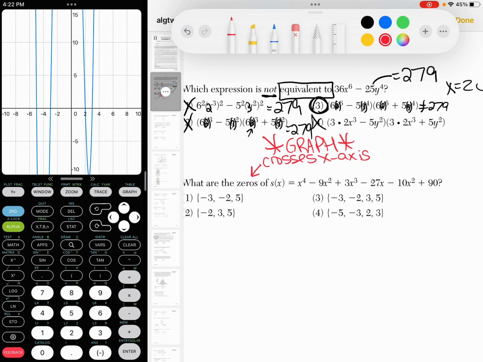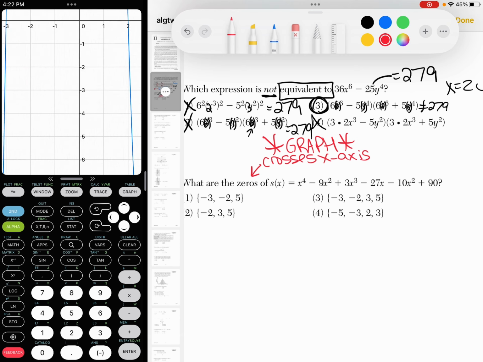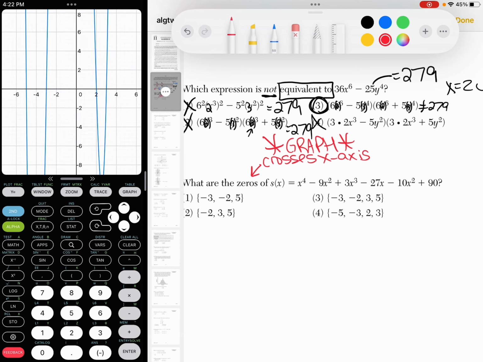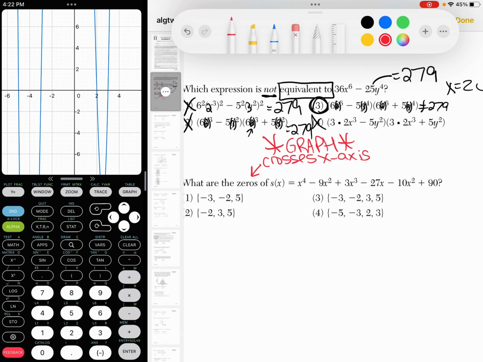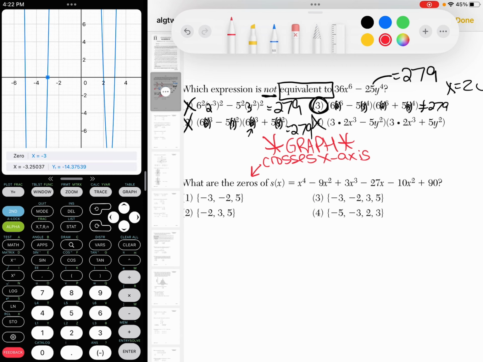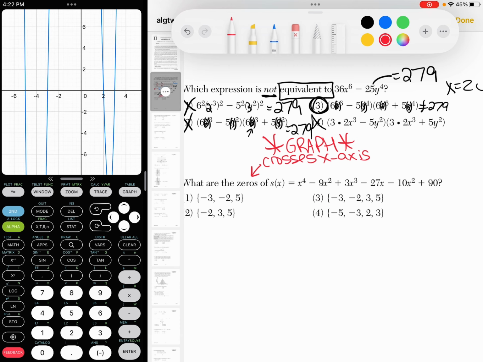And then I'm going to look at the graph of this. So when I look at my graph, I want to see where it crosses the x-axis. So I can't draw my calculator. You're just going to have to visualize what I'm saying. Oh, I can. Wait, what?